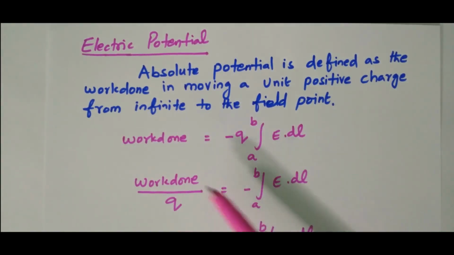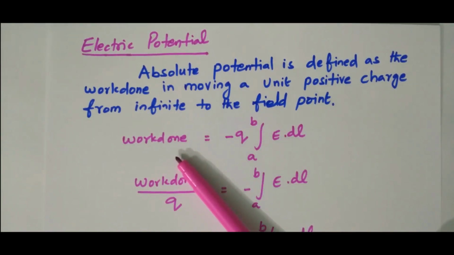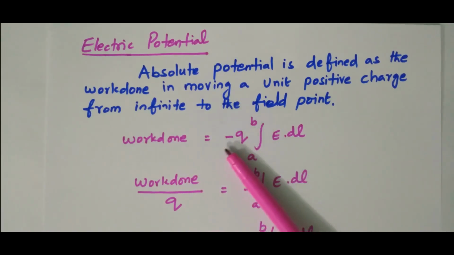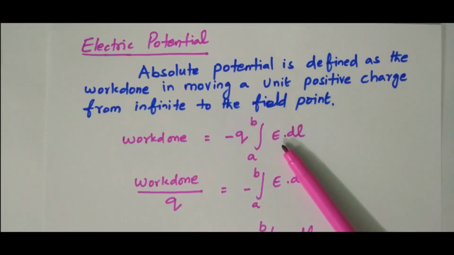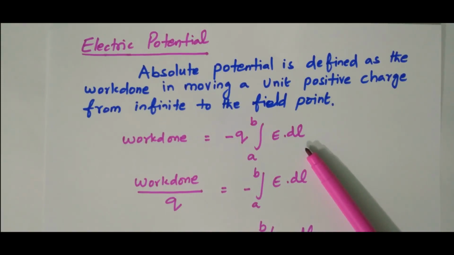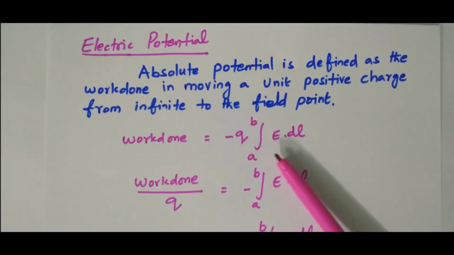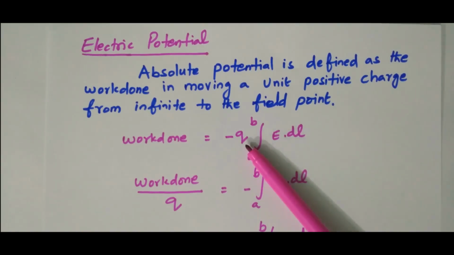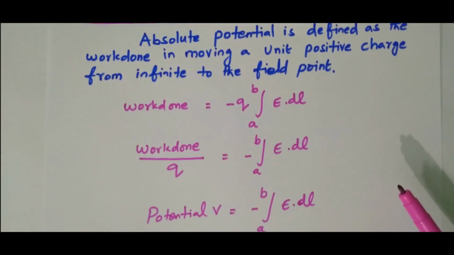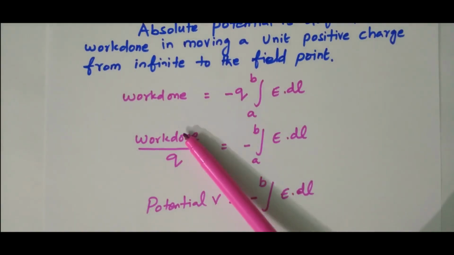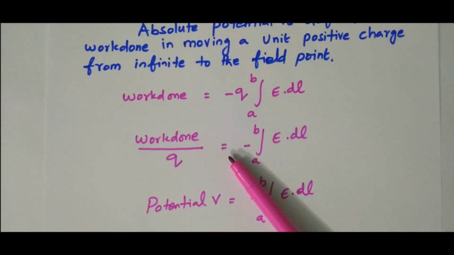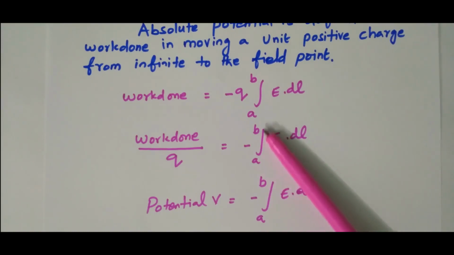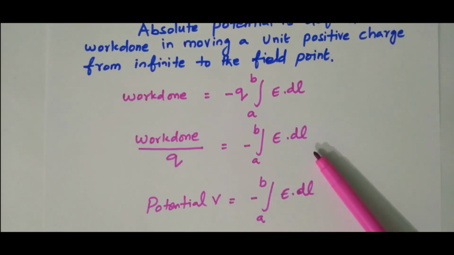Now we'll first write the work done. What is work done? Just now we discussed: work done is nothing but minus q integral a to b E dot dl, right? Now bring this charge to the denominator, so that work done divided by charge equals minus integral a to b E dot dl, right?